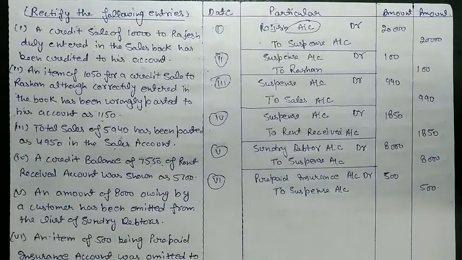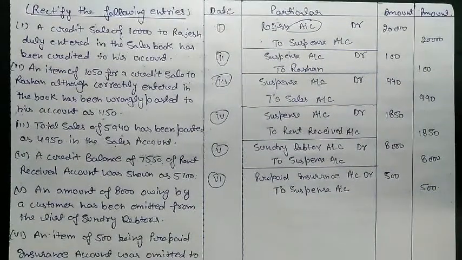So these are the entries for single sided errors in which we use the suspense account to correct these entries.